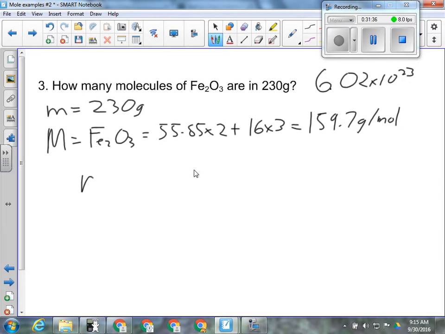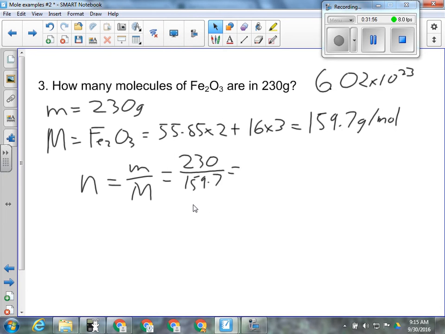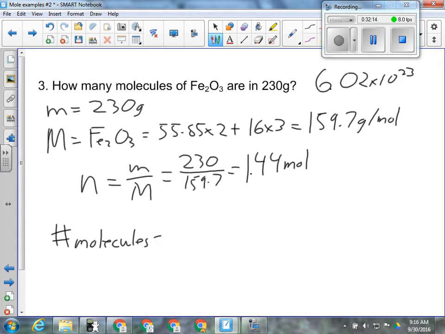So I'm looking for N. N is going to be little m over big M. I don't have to manipulate it. That's 230 over 159.7. All right, it's 1.44 moles. I now know how many moles I have, and I know how many molecules are in a mole. What do I do with those two numbers? Multiply them, exactly. So number of molecules equals N times Avogadro's number.